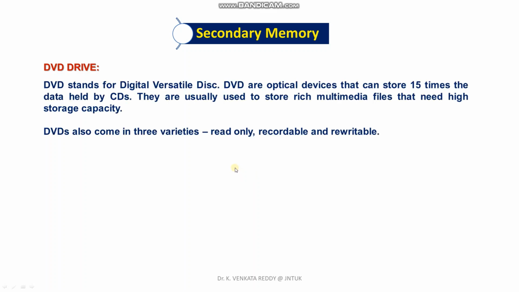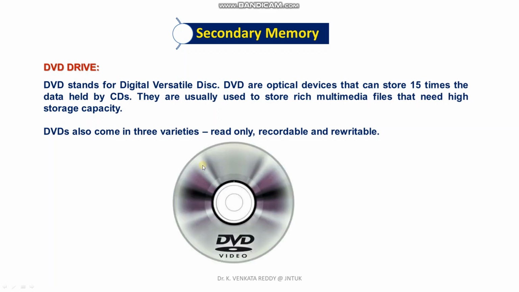Another example of secondary memory is DVD. DVD stands for digital versatile disc. A DVD can store 15 times the space of a compact disc. DVDs also come in 3 varieties: read-only, recordable and rewritable. The size of a DVD is 4.7 GB, available at a cost of 25 rupees, and 8.5 GB DVDs are available at a cost of 60 rupees in the retail market.